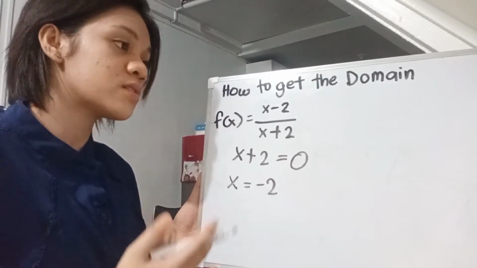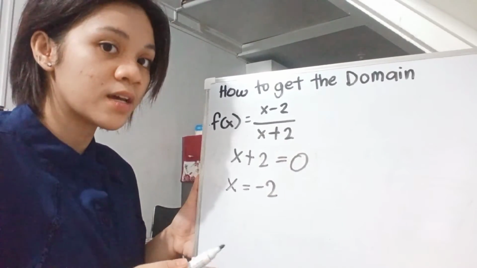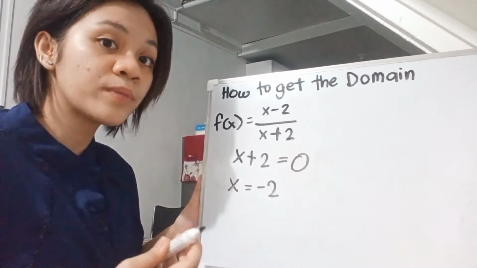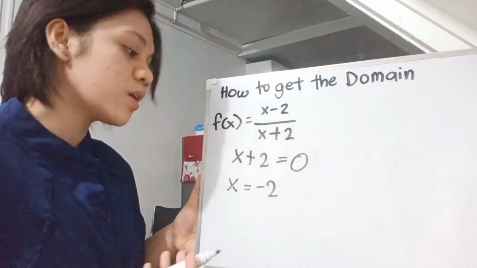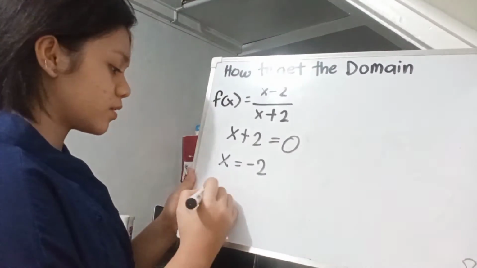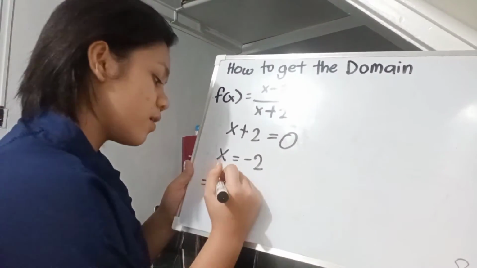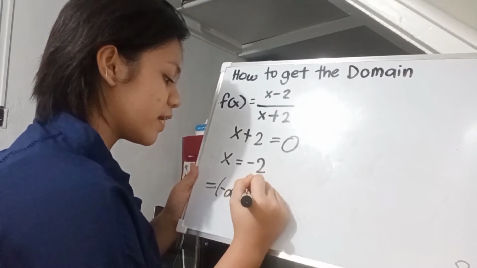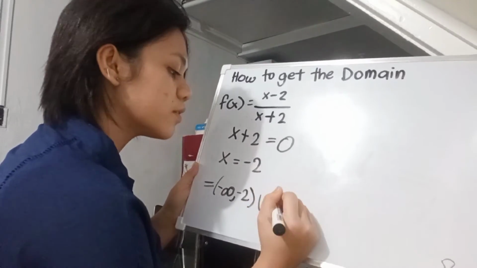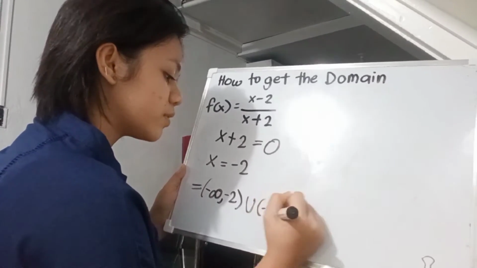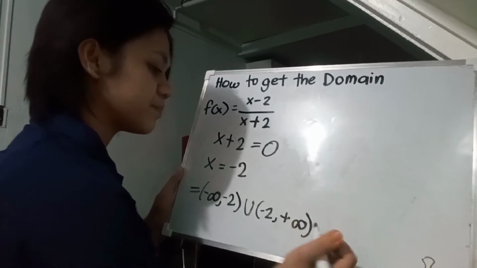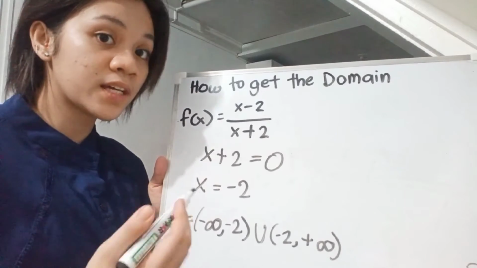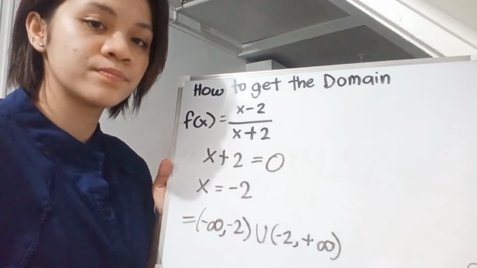Some of you may think that this is already the domain, but no, it is not, because negative 2 plus 2 will be 0. And the rule is that the denominator cannot be equal to 0. So instead of doing this, we will do this: the interval from negative infinity to negative 2, union negative 2 to positive infinity. In this, we can choose any number we want except negative 2 to avoid getting 0.